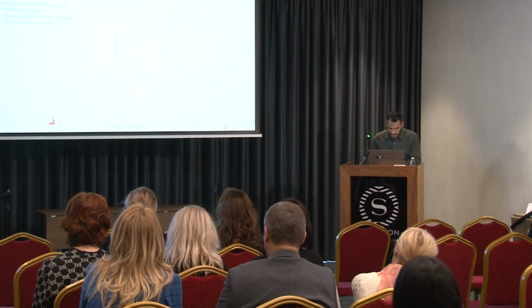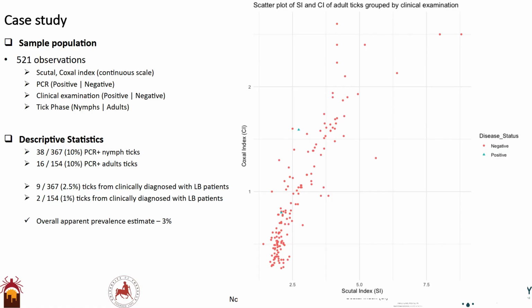Some general descriptive statistics. You can see that, for example, we have here the scatter plot of the Scutal index on the x-axis and the coxal index on the y-axis. And you can see that the red dots are the ticks that were tested negative by PCR, while the positive ones are the blue ones. So overall, in both nymphs and adults, we have around 44 PCR positive ticks, where 38 of them were at the nymph stage and 60 of them were at the adult stage.